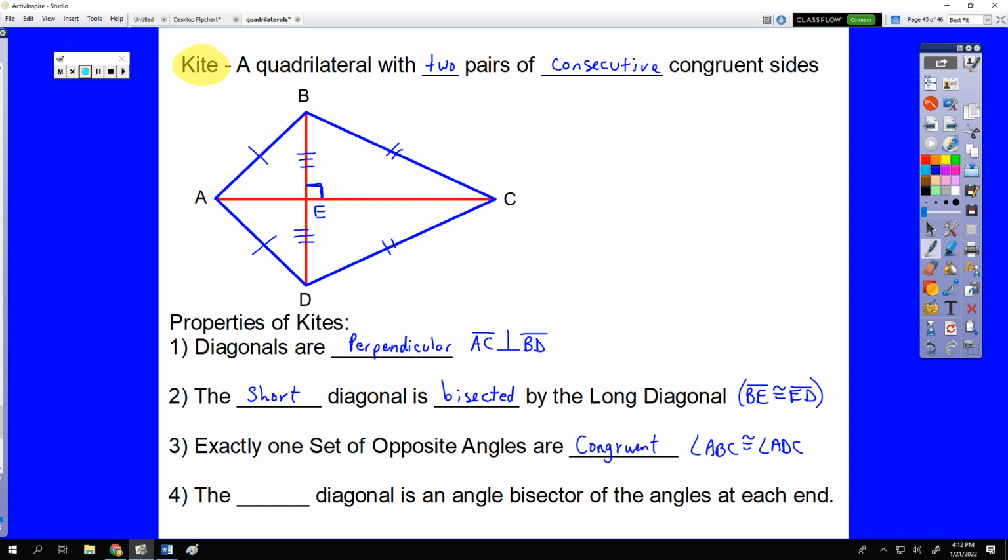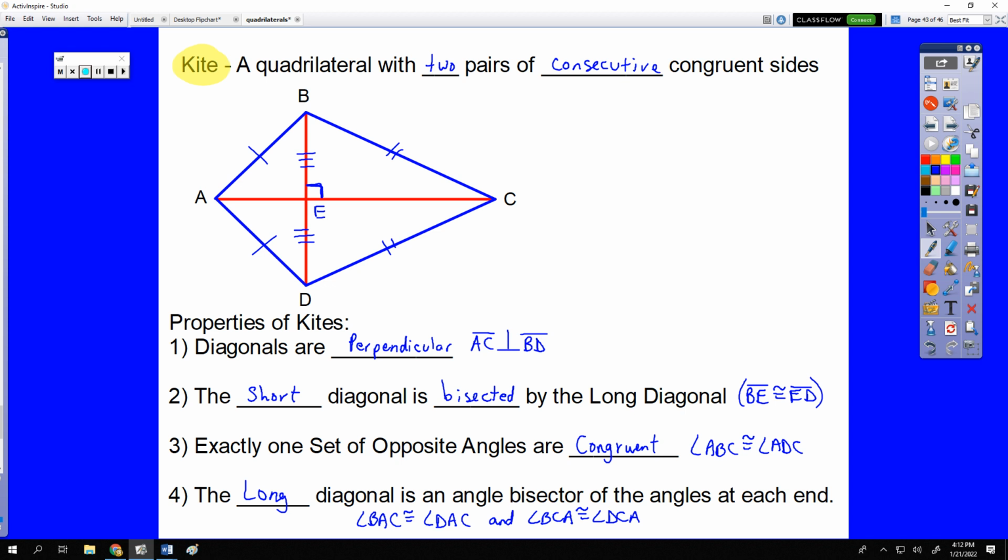And then finally, the long diagonal is an angle bisector of the angles at each end, which means angle BAD is being cut in half by AC. So angle BAC is congruent to angle DAC. And the same is true at the other end. Angle BCA is congruent to angle DCA. So those are our four properties for a kite.